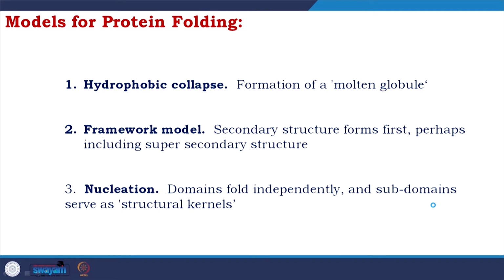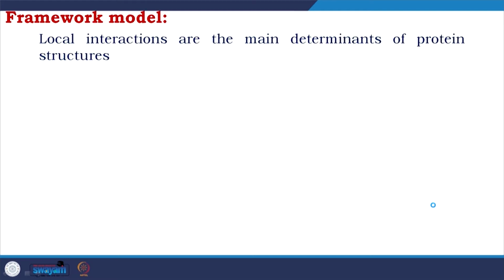There are different proposed models for protein folding: hydrophobic collapse, formation of molten globule which I talked about; the framework model, where secondary structure forms first, perhaps including super secondary structures, and then goes to the final structure; or nucleation, in which domains fold independently and subdomains serve as structural kernels to help the protein domains fold. I will only discuss the framework model. In it, local interactions are the main determinants of protein structure.